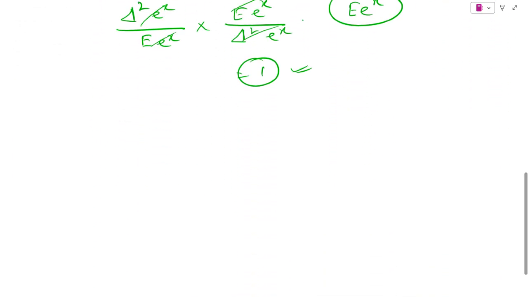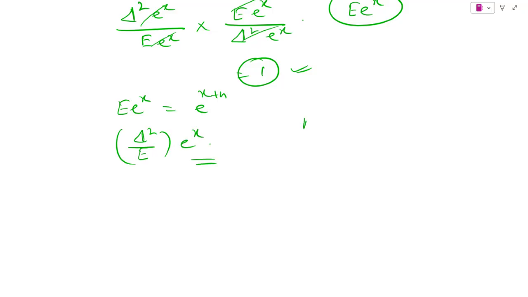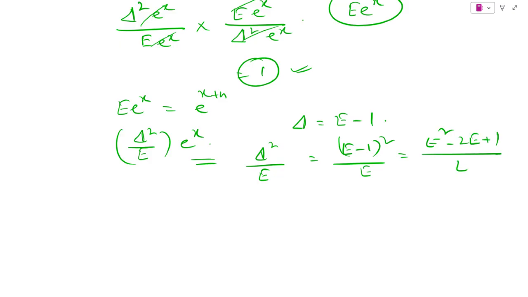Okay, so let's find E into e to the power x. So E e to the power x is equal to e to the power x plus h. Now let's look at the term delta square by E. Since delta is E minus 1, we can rewrite the operator fraction inside: delta square by E is (E minus 1) whole square by E. So this is E square minus 2E plus 1 by E, so this is E minus 2 plus E inverse.